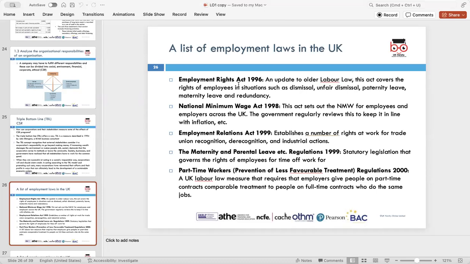including but not limited to dismissal, unjust dismissal, paternity leave, maternity leave, and redundancy.